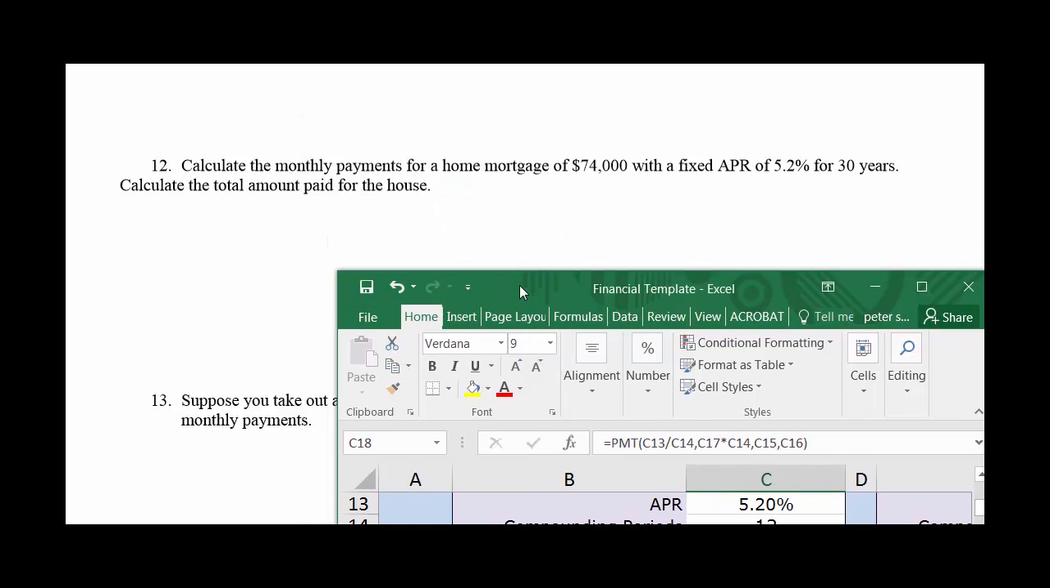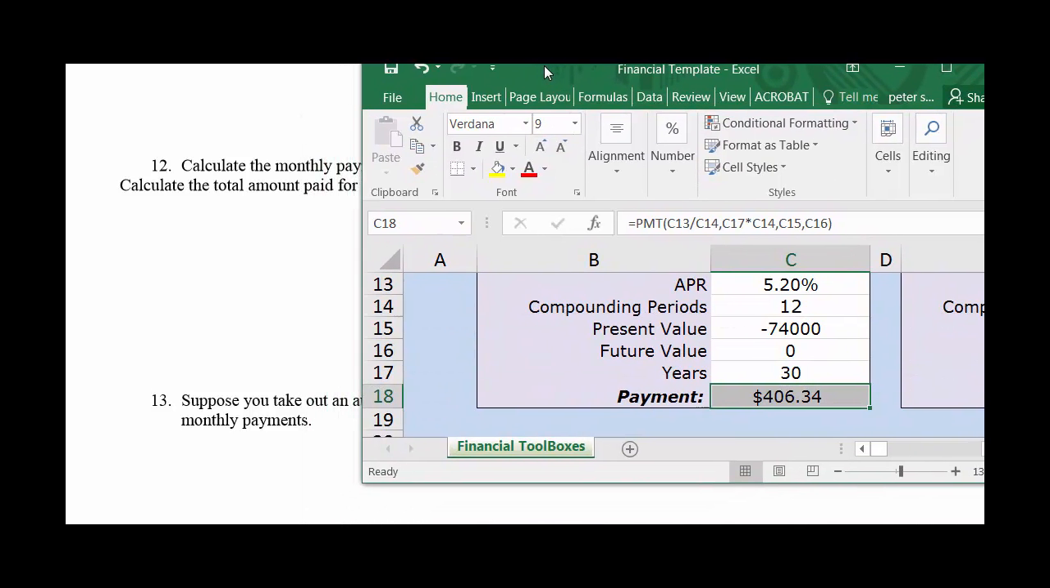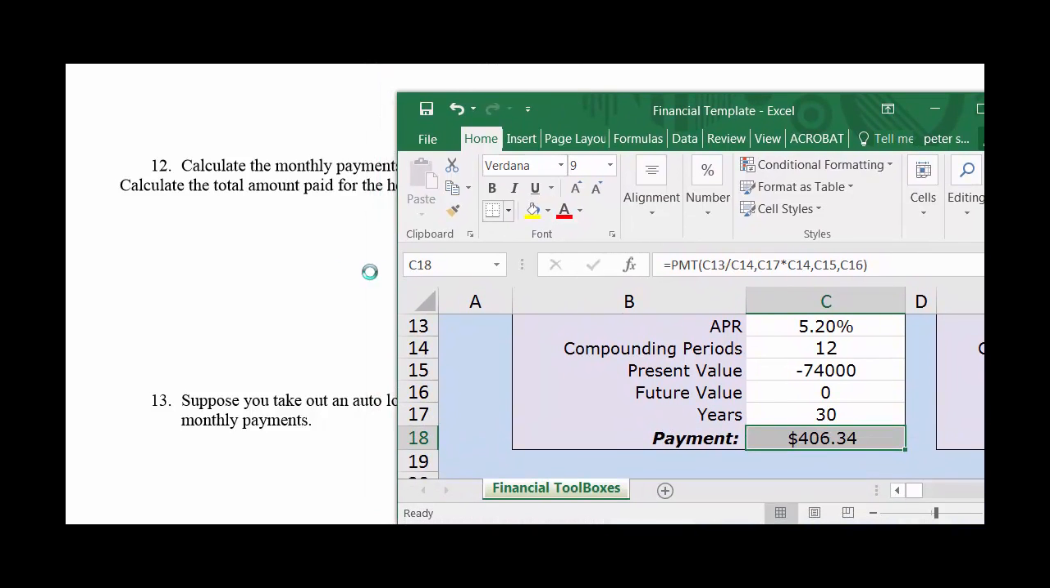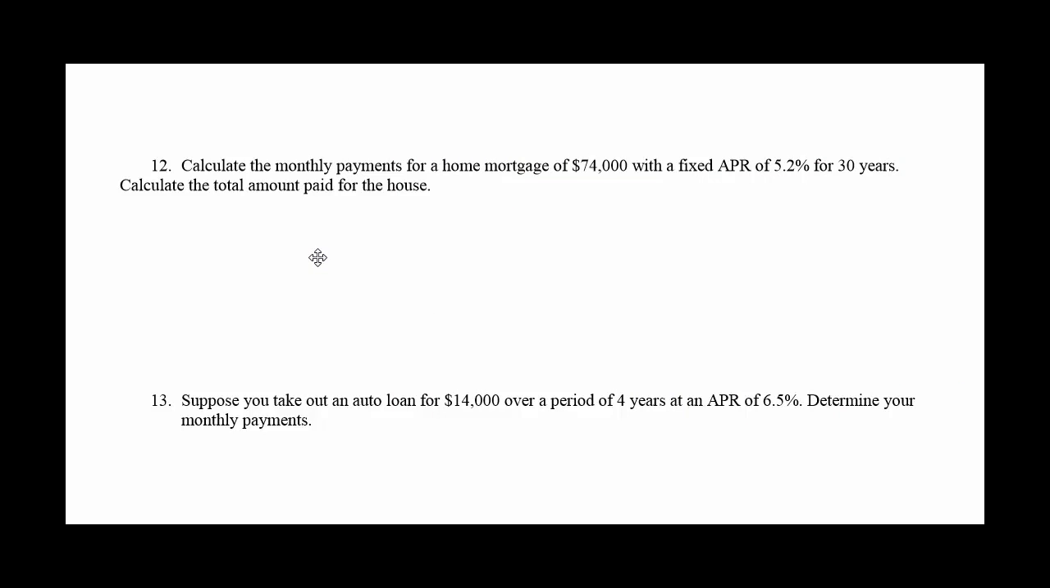Okay. There we go. So calculate the monthly payment. So $406.34 is what we're paying each month. So monthly 406.34, and then calculate the total amount paid for the house.